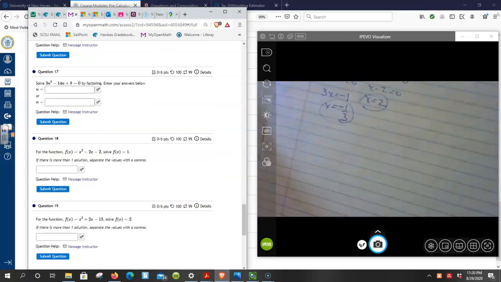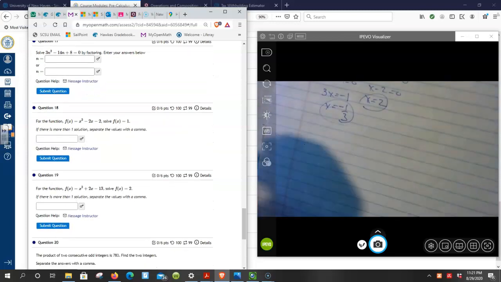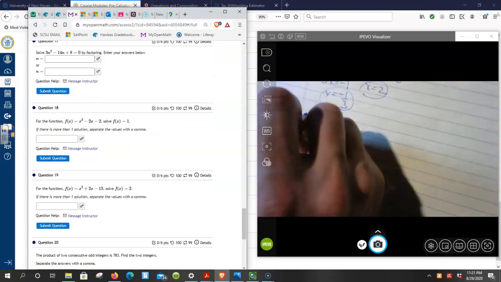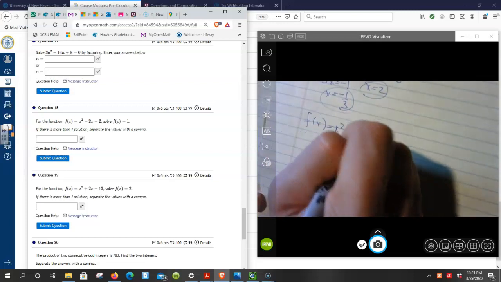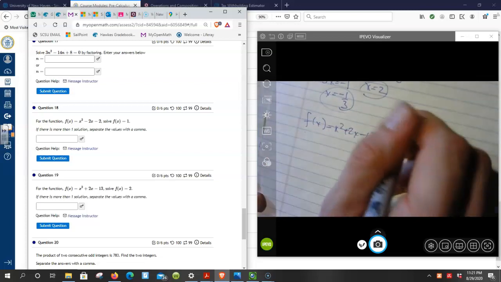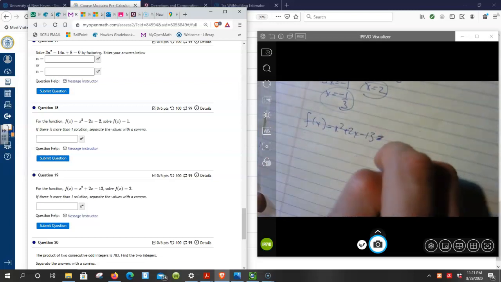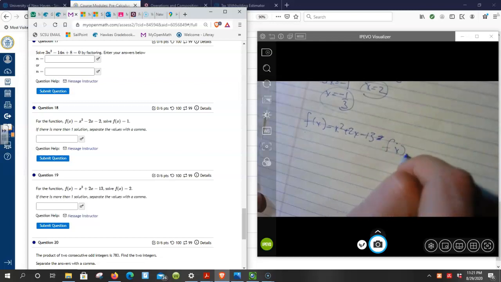Let's take a look at what else we have here. For the function, find f of 1. All right. So when they say something like use f of something, we'll show what it looks like. So if we have f of x is equal to x squared plus 2x minus 13, find f of x is equal to 2.